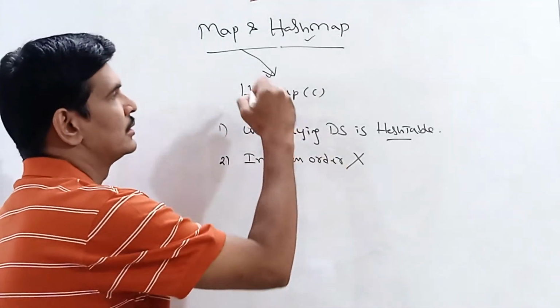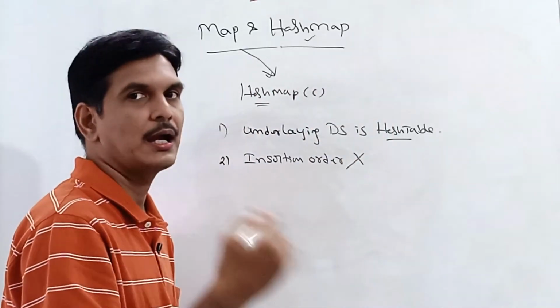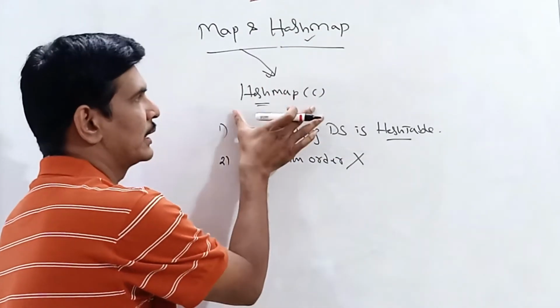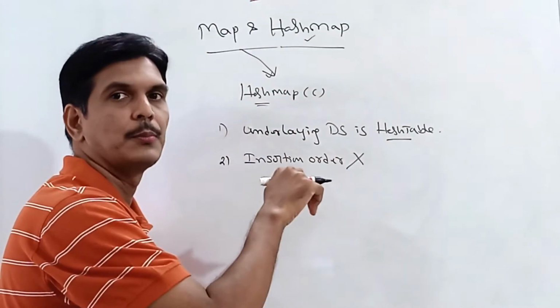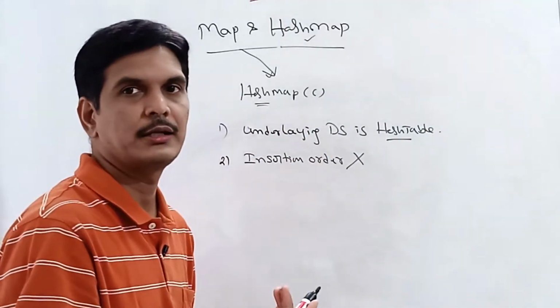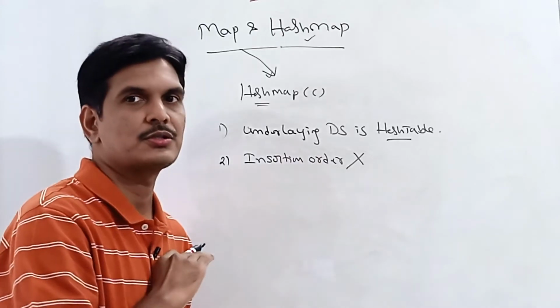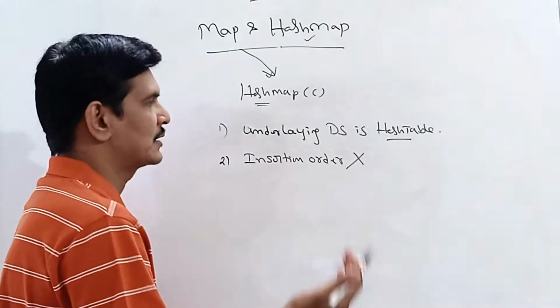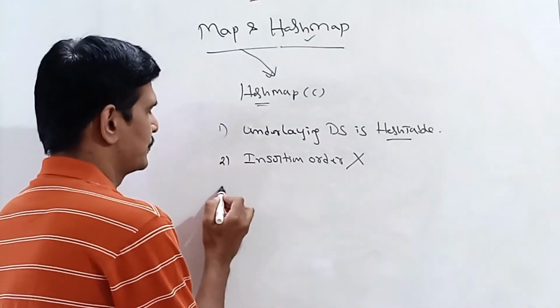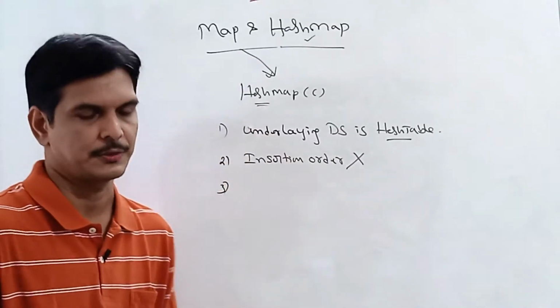Especially the collections which are implemented by using hashing technologies. Here the underlying data structure of HashMap is hash table, so here also insertion order is not preserved. In whichever way we have added elements or objects, it will not store them in the same order. When I access the elements from the HashMap, it will give them in random order. Thus insertion order is not preserved.